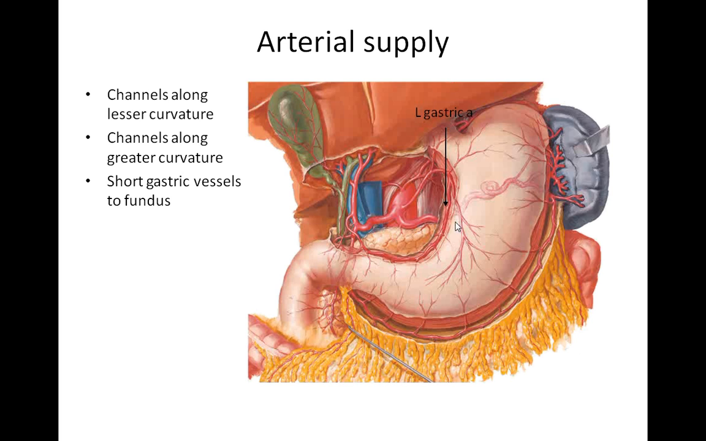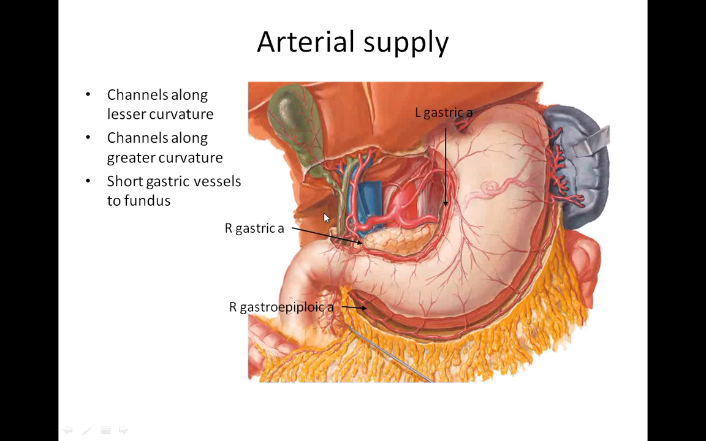The arch is completed by the right gastric artery, which is a branch of the common hepatic artery. The arch along the greater curvature is formed by the gastroepiploic vessels. We've got the right gastroepiploic artery, which is a branch of the gastroduodenal artery, which is here, and the gastroduodenal artery itself is a branch of the common hepatic artery.